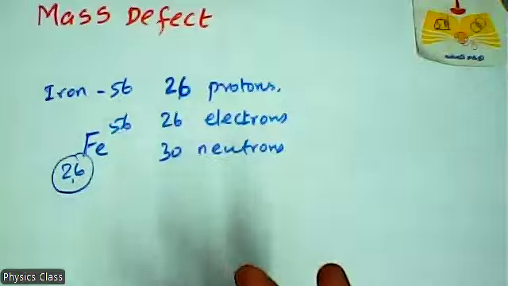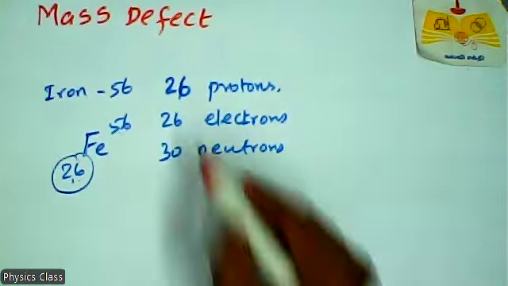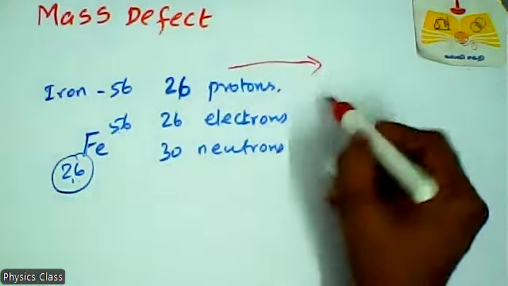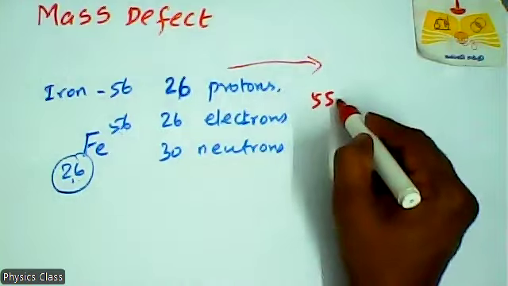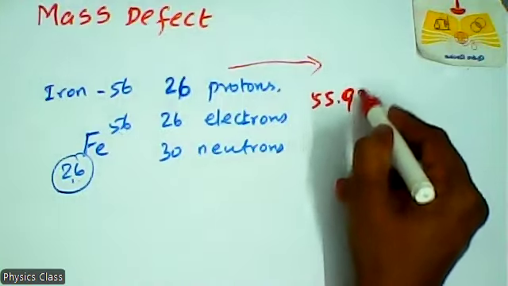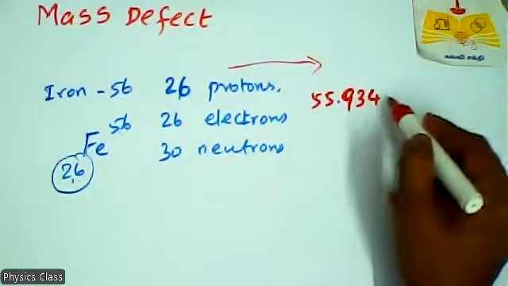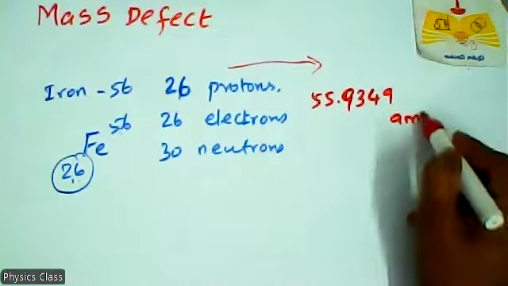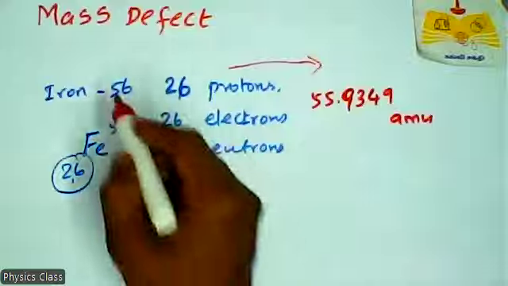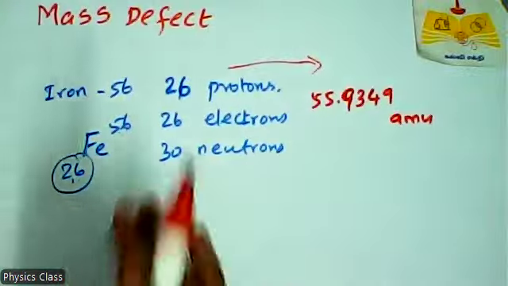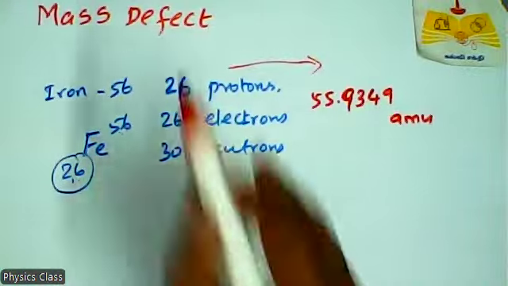The experimental atomic mass of this atom is 55.9349 AMU. This is the experimental atomic mass. Okay. Now, the mass defect.